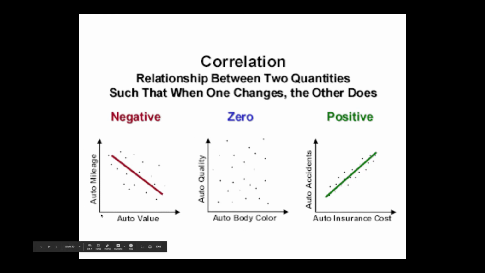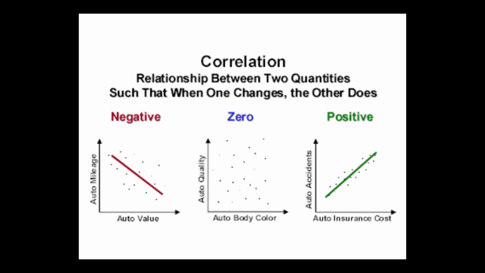So negative correlation looks something like this. All right, our line is sloping down. The more mileage on a car, the less that car is going to be worth. The second you drive it off the lot, its value starts to depreciate. Positive correlation, our line is sloping up. The more accidents you're in, the more your car insurance is going to cost. Those two variables are positively correlated.